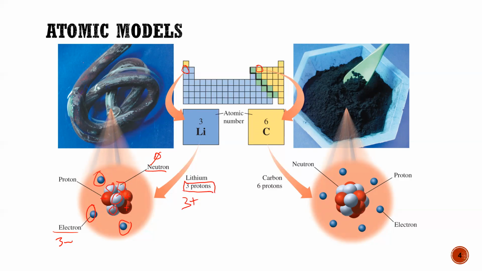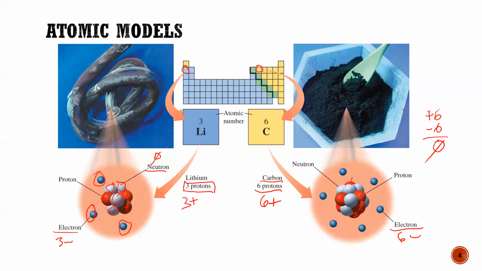If we go to carbon 6, the reason why this is carbon is there are 6 protons, 6 plus charges. Where are they? They're in our nucleus. 1, 2, 3, 4, 5, 6. So to have a neutral atom, I would need 6 electrons, because a positive 6 minus 6 would make a neutral atom. So I have 6 electrons.